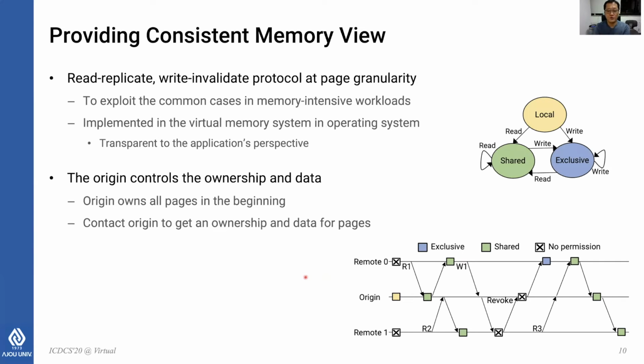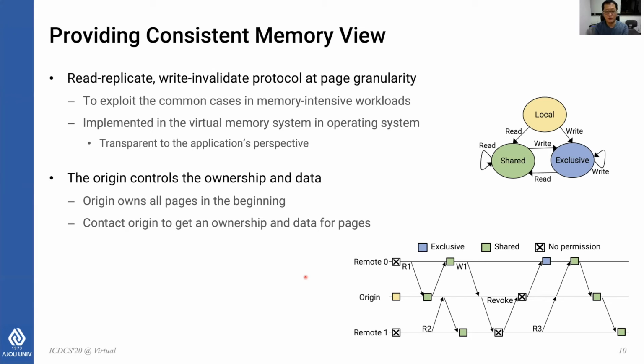The next feature to explain is to provide the consistent memory view to distributed threads. Essentially, we implement the distributed shared memory system that performs the traditional read replicate and write invalidate protocol at the page granularity. Note that it is implemented in the virtual memory system in the Linux kernel, so it is done fully transparently to the applications.